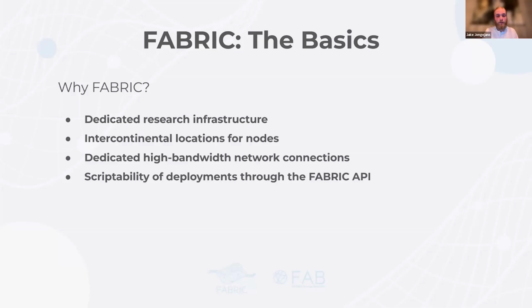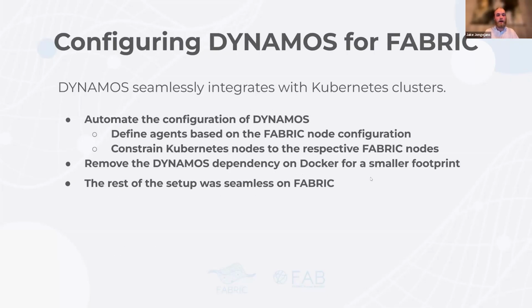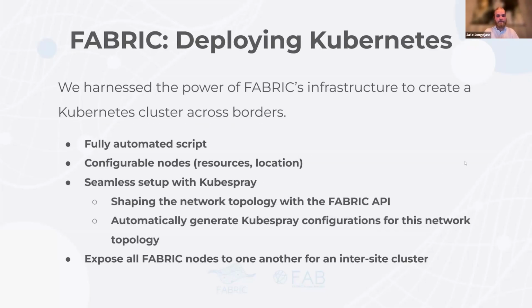So to get Dynamos to run on Fabric, we first need to get a Kubernetes cluster running. To do this, we harness the power of KubeSpray, which is a Kubernetes deployment system that allows us to define the different nodes in our Kubernetes cluster and have them interface with each of the nodes in the Fabric network that we've created. To create these nodes, we first automate the creation of the nodes, which I'll show afterwards in a demo. And we configure each of them with the necessary resources, as well as in the location that we specify.